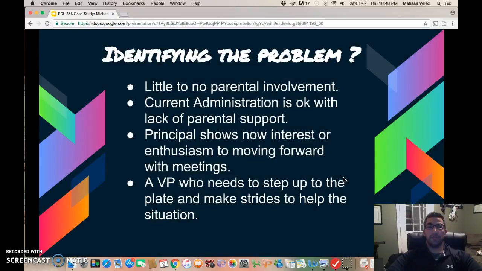Next is identifying the problem. So some of the things that are causing these problems is there is little to no parent involvement. That is the core problem here.